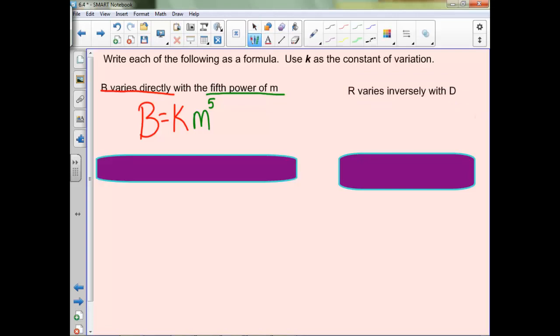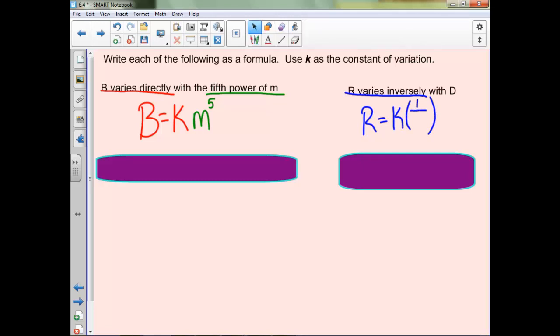This one, we've got R varies inversely. So R varies inversely. And then it's with D, so this D is down here. We could also have this just K over D, and that's the same thing.